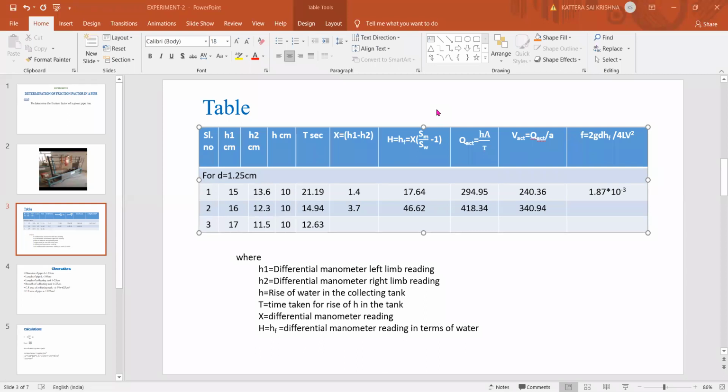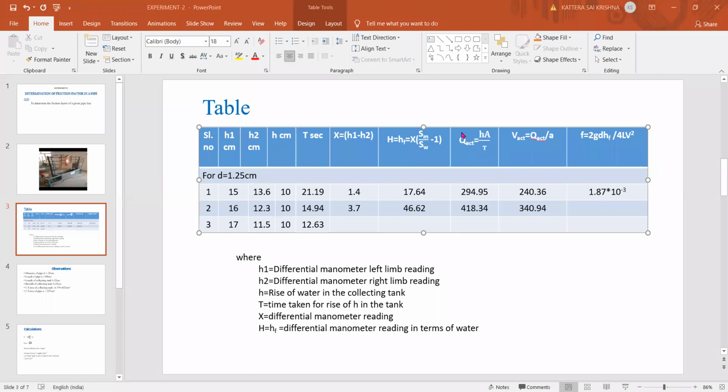$334.42. What value are you telling? I'm asking the F value. Already we finished here, no, 340.94. 334.42, it's wrong. Check your answer, Miss Sirisha.